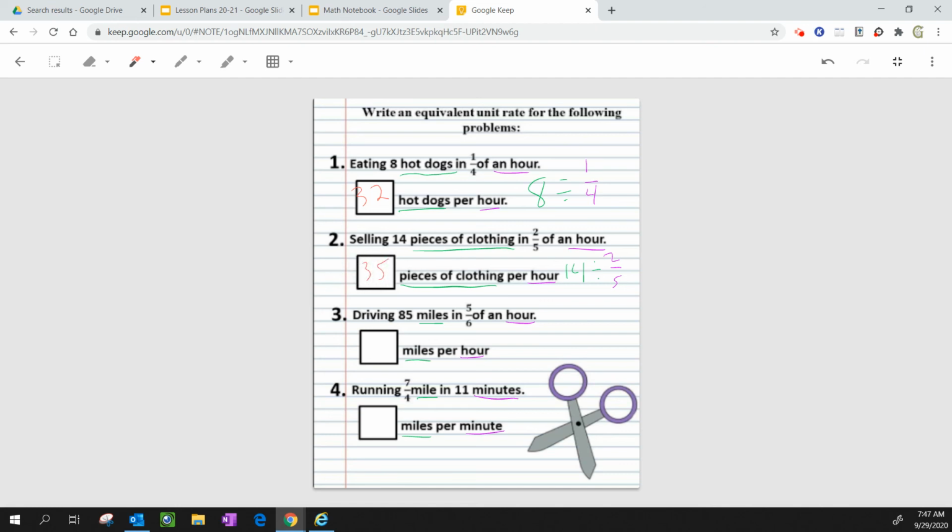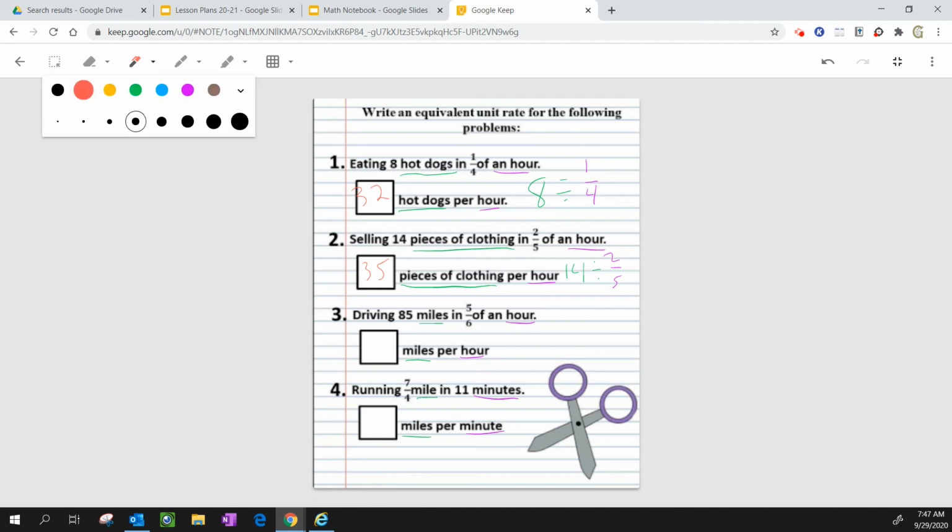Now what I want you to try is doing number 3 and number 4. See if you can do it ahead of me. Go ahead and pause right now. Try the problems and see if you can get them without me. So pause. Okay, let's check your work.